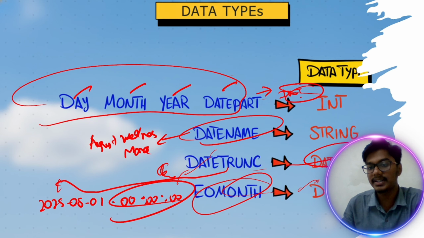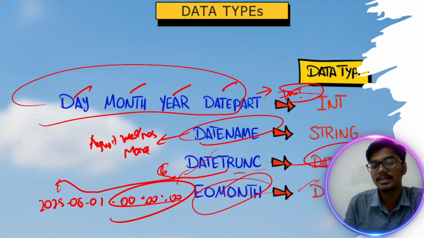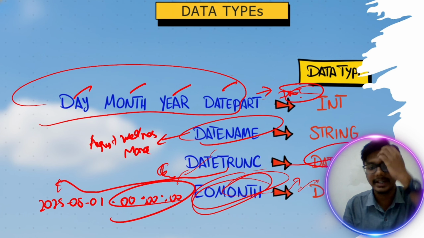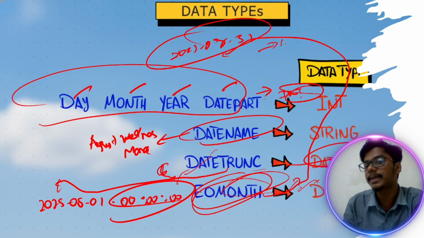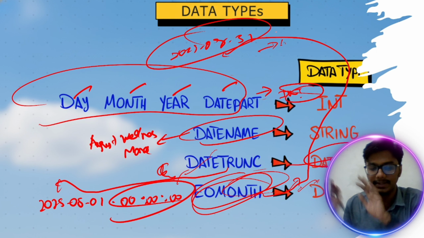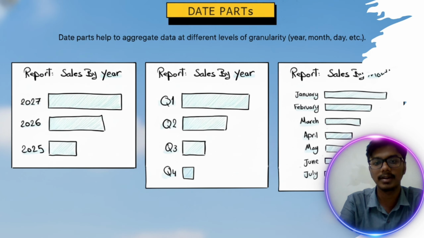So the data type for DATETRUNC is maybe datetime. EOMONTH, the end of month, can be considered a date. In EOMONTH, we consider only 2025 08 31. We don't consider the time, right? So that's why it may be the date data type.